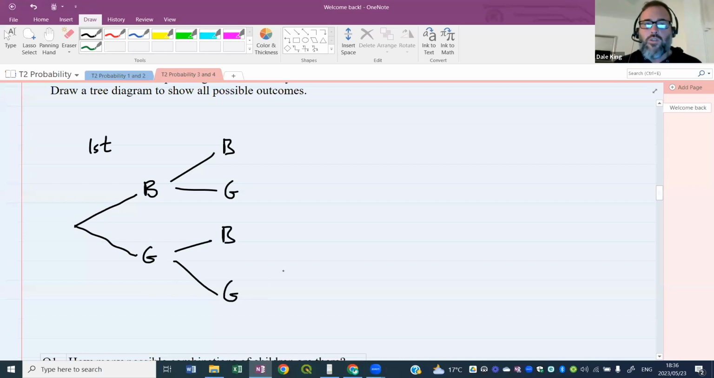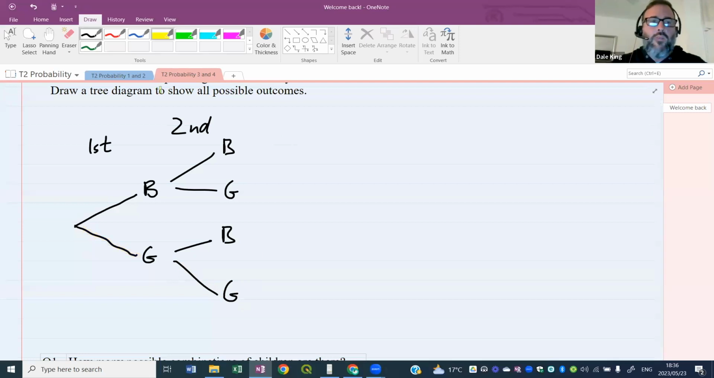So far, this is a two-child family. Only 2 kids. Okay, and if you look at this now, there are 4 possibilities. You could have a boy first and then a girl. Or you could have a boy first and then a boy, 2 boys. Or you could have a girl first and then a boy. Or you could have a girl first and then another girl. So those are all the possibilities if you have 2 kids.